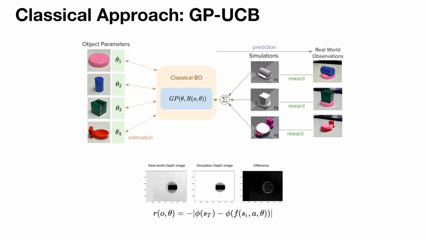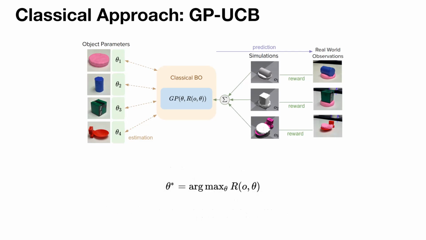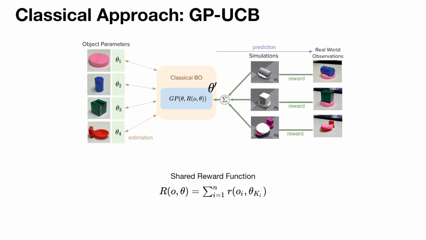As our reward function, we use a negative height map difference between simulation and real-world outcomes. And our aim is to find the optimal object parameters by maximizing the similarity reward between simulation and real world. The classical approach uses the UCB function to select and evaluate object parameters. Given the object parameter set, the classical approach runs all the simulations to observe the outcomes. And then it adds up all of the reward values into a shared reward function to update the GP. By repeating these steps, it optimizes the object parameters.